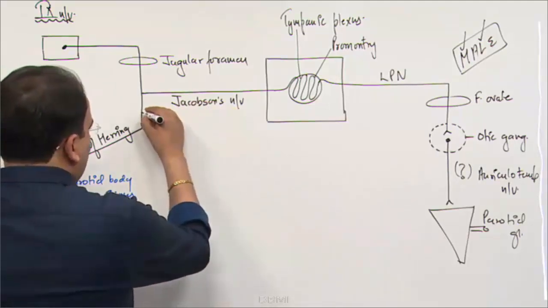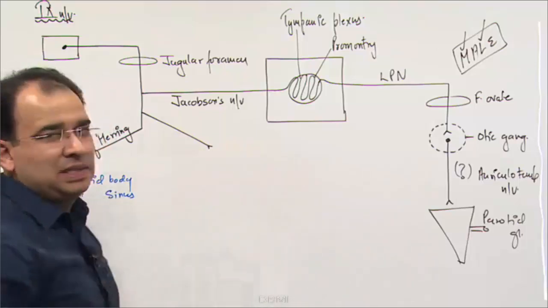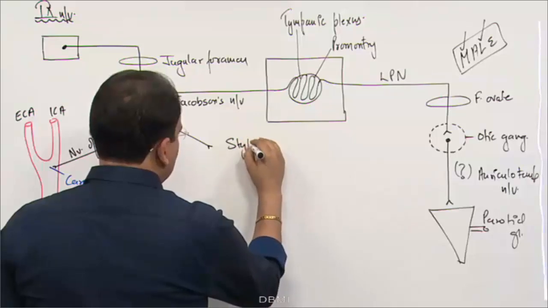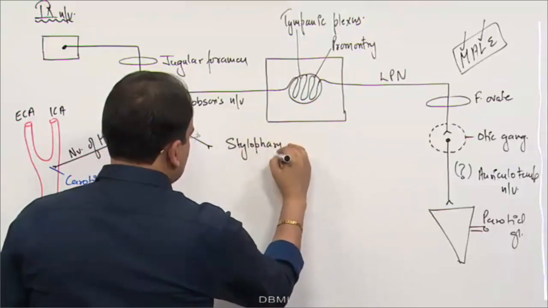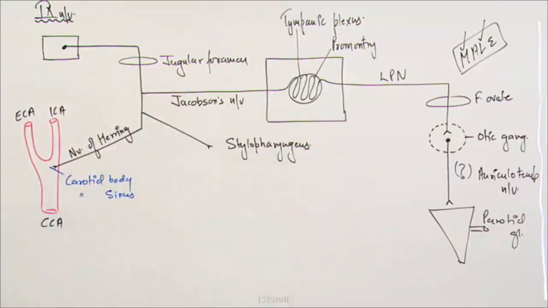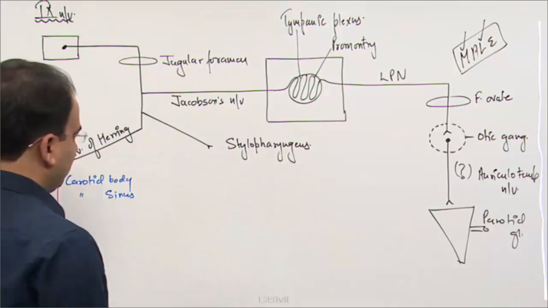Another thing about the glossopharyngeal nerve is it supplies only one muscle. There is only one muscle supplied by the glossopharyngeal nerve, and that is stylopharyngeus. The only longitudinal muscle of the pharynx supplied by the glossopharyngeal nerve is stylopharyngeus.